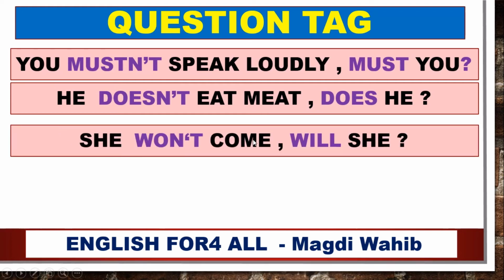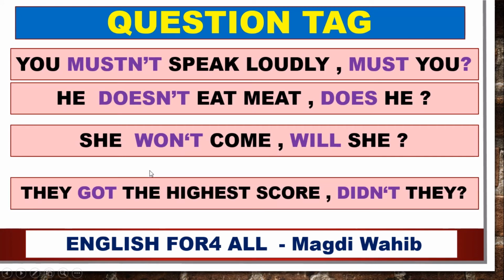She won't come. Will she? Very easy. Won't is the negative of will, so we are going to use will in the question tag. They got the highest score. Past simple, and it is an affirmative, or positive, statement. So we are going to use a negative question tag. Didn't they?